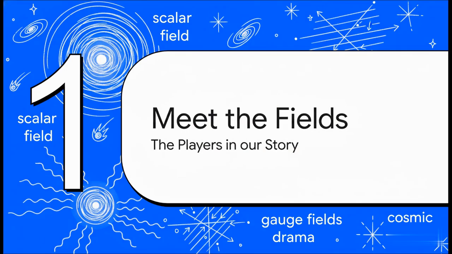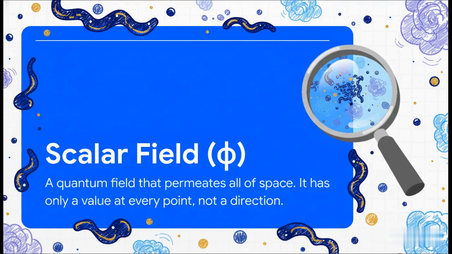Okay, to really get what this equation is telling us, we first need to meet the two main characters in our story. We're talking about a scalar field and a gauge field. They are the fundamental players in this whole cosmic drama. So first up, we have the scalar field, which we write down with the Greek letter phi. The easiest way to think about a field is just something that has a value everywhere in space, kind of like the temperature in a room.